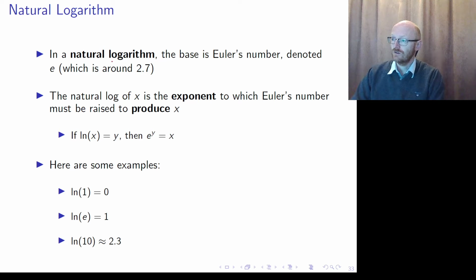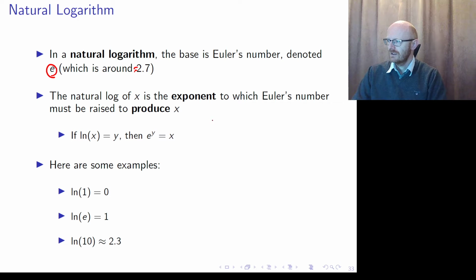And now we have to talk about the natural logarithm, because what is the logarithm of a number? The natural logarithm revolves around e, which is Euler's number, and it's around 2.7. And the natural log of x is the exponent to which Euler's number must be raised to produce x. Okay, what does that mean?